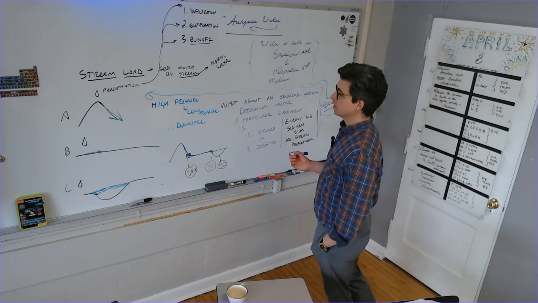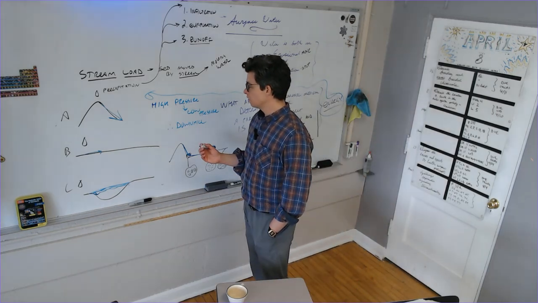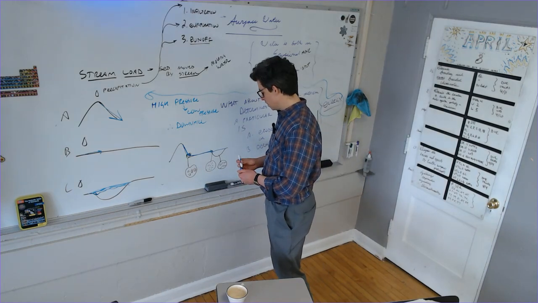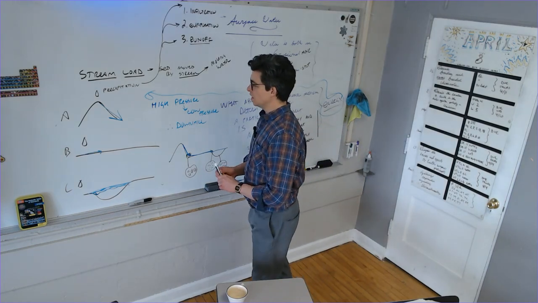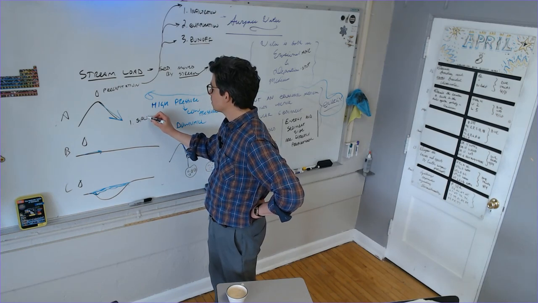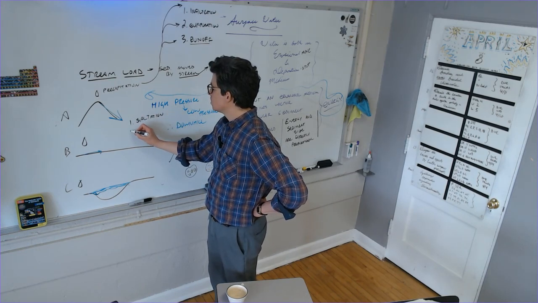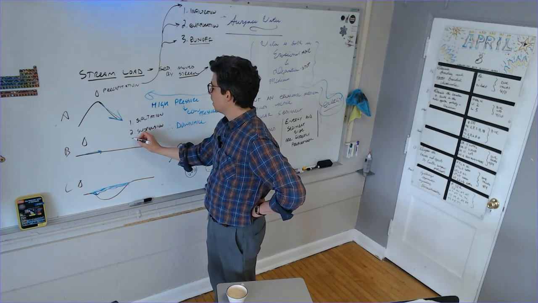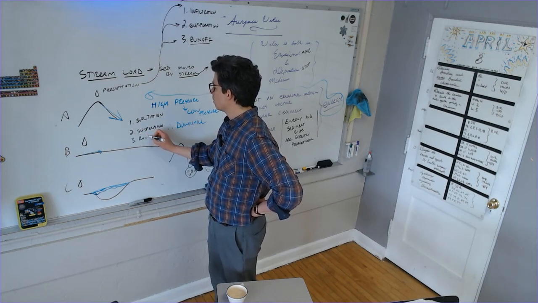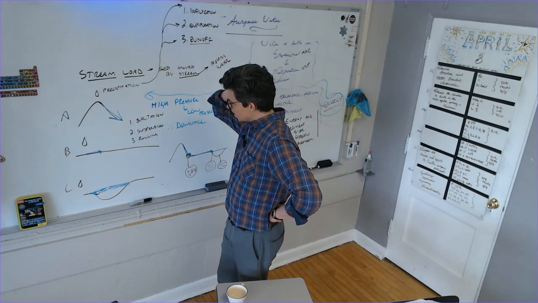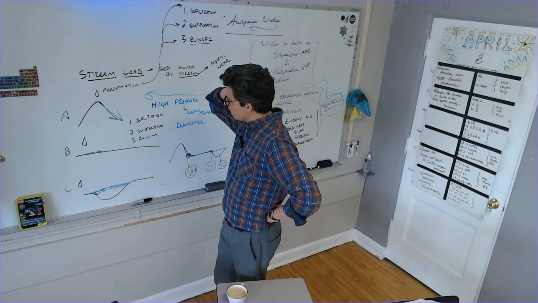Streams carry their sediment in really three main ways. The stream load is borne up in three main ways. One, saltation. Two, suspension. And three, what did you say? Rolling. I should have done this in a different order probably.